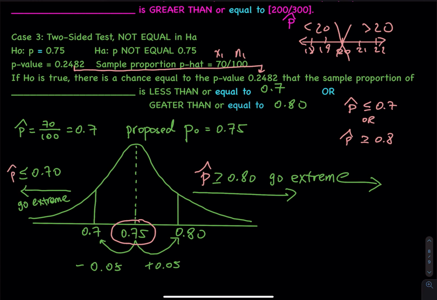So the extreme means you either go all the way to the right, make the p hat so big, or you go all the way to the left, make the p hat so small. So it's either greater than or equal to, that means the right side, or less than or equal to, that is the left side. And this is how you figure out the two numbers in your explanation.